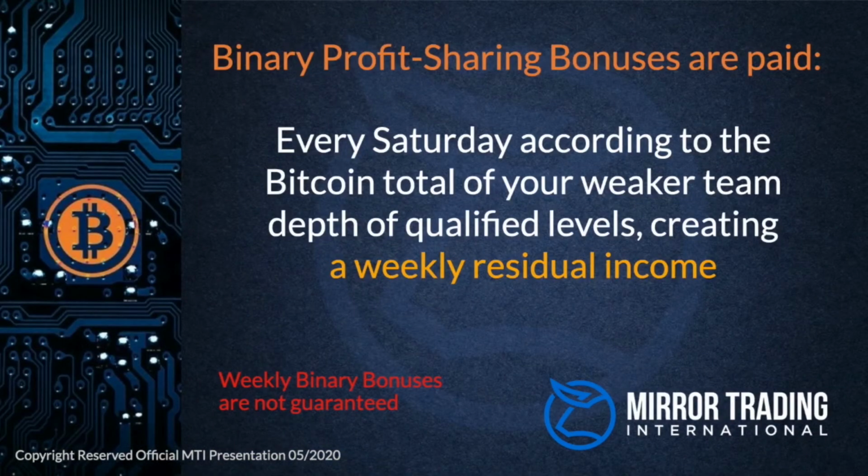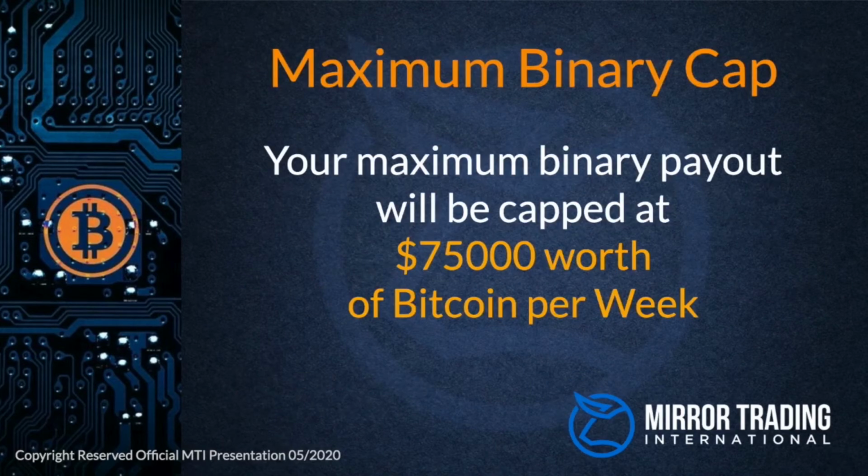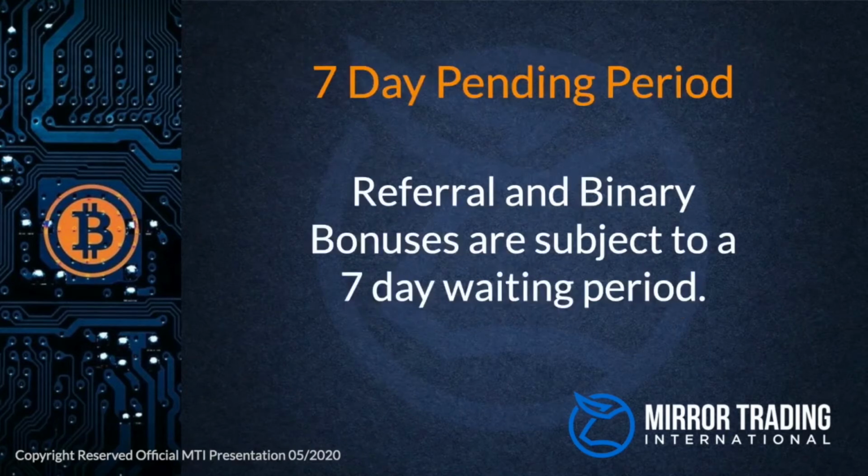Binary profit sharing bonuses are paid every Saturday, according to the Bitcoin total of your weaker team depth of qualified levels, creating a weekly residual income. Your maximum binary payout will be capped at $75,000 worth of Bitcoin per week. Referral and binary profit sharing bonuses are subject to a 7-day waiting period.